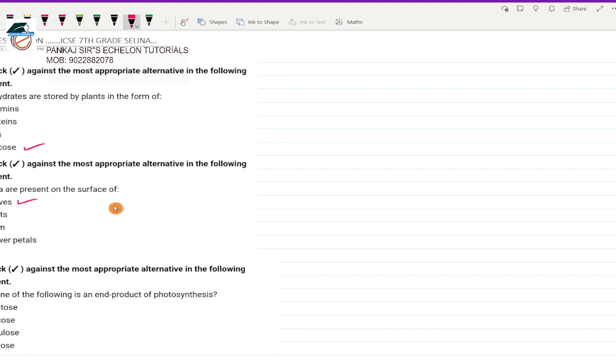The next one is, put a tick mark against the most appropriate alternative again. Which one of the following is an end product of photosynthesis? They have asked you what is the end product of photosynthesis, not respiration. So the end product of photosynthesis should be glucose and oxygen, right?